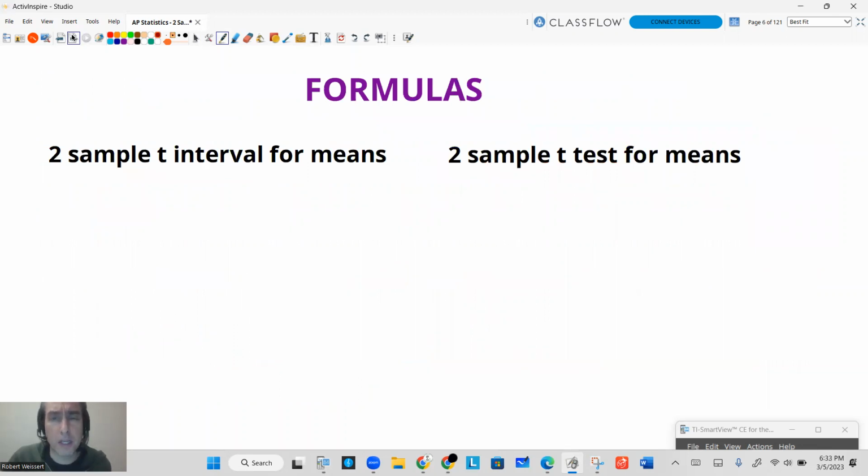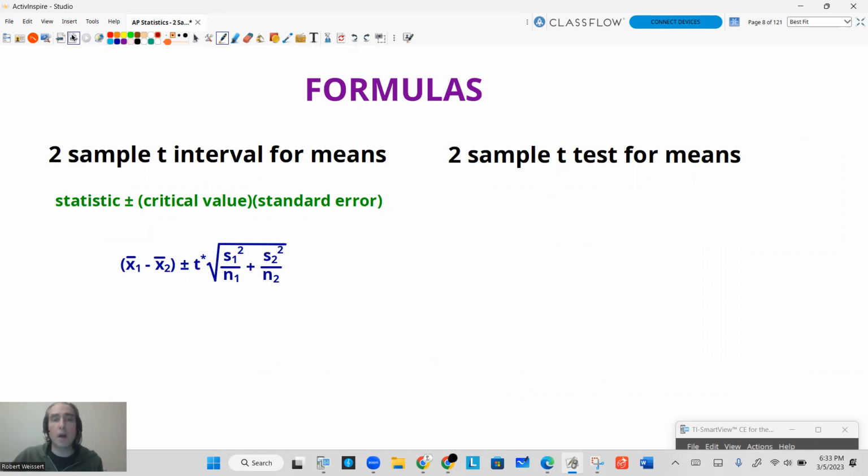So there's two formulas that you're going to be working with. The first one, the generic formula for a confidence interval, any interval, is the statistic plus or minus the critical value multiplied by the standard error. In our case here, that's what it'll look like. It'll be x bar 1 minus x bar 2 plus or minus t star. We use t because we're dealing with means with an unknown population standard deviation.